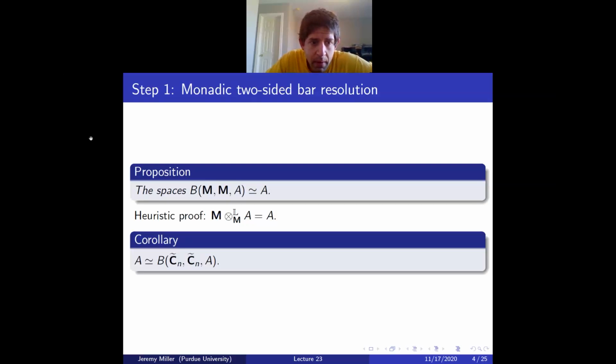So we're going to prove this proposition that if you have any monad and any algebra over the monad, the algebra is equivalent to this 2-sided bar construction of the monad and algebra. And then for the corollary, we'll just plug in the reduced monad associated to the little cubes operad.